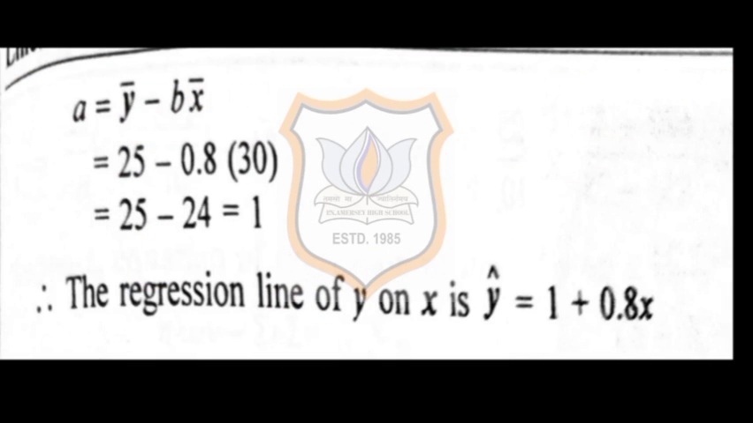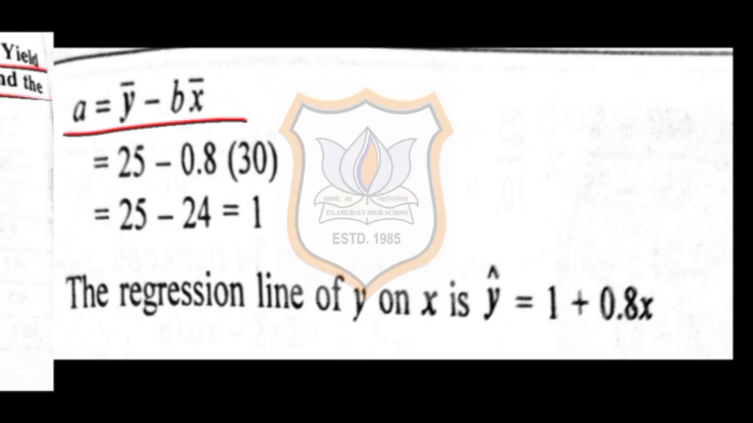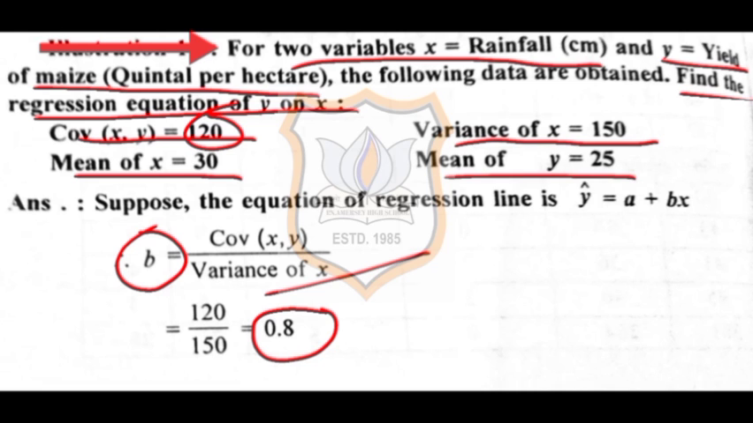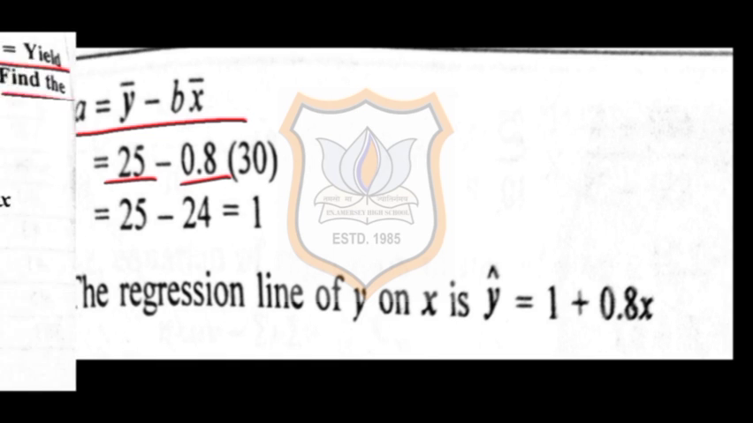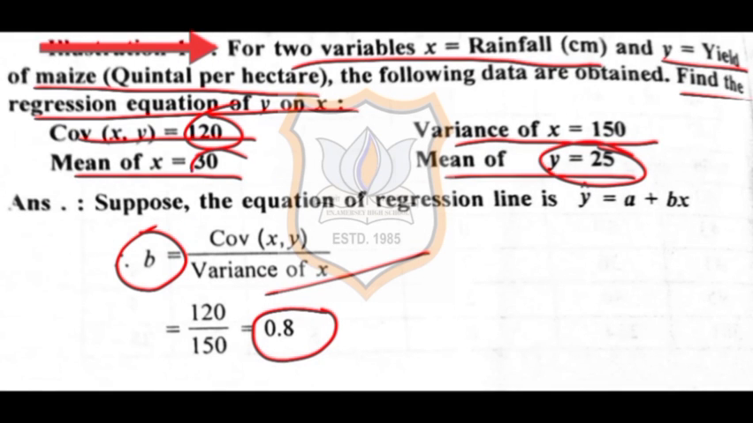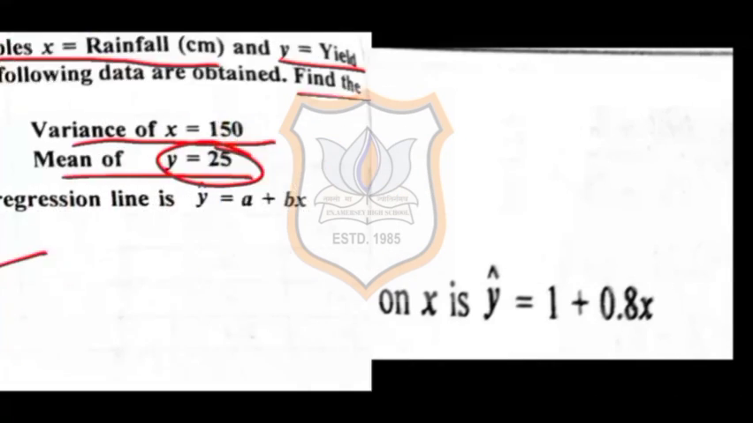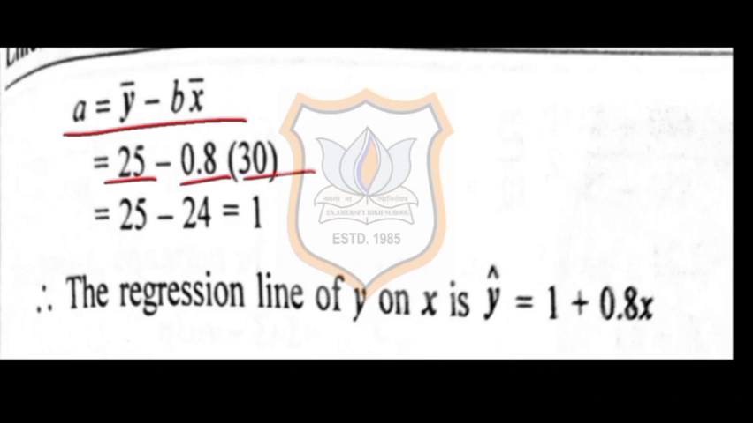Now let's find the value of a. What is a? Y bar minus b x bar. Now if you see over here, what is y bar? 25. So let's substitute over here, that is 25. B we have got it as 0.8. X bar, if you see, it is 30. So when you substitute over here 30, we will find the value of a. So the answer will be 1.